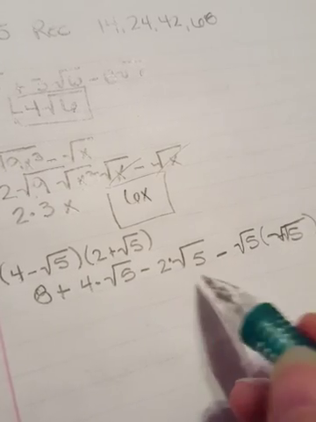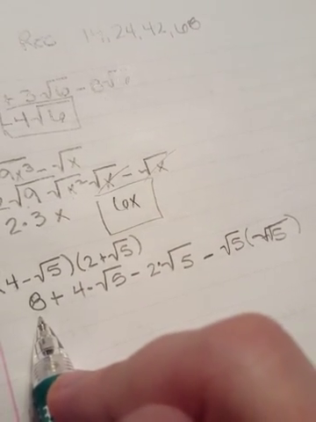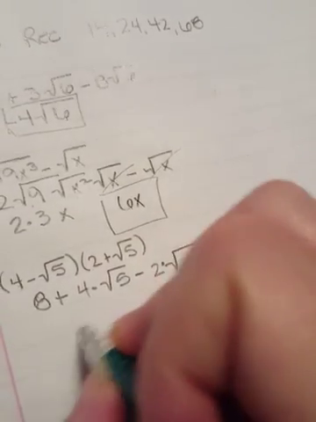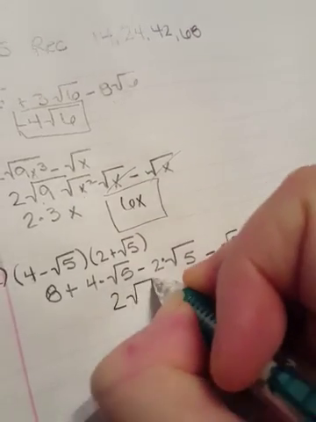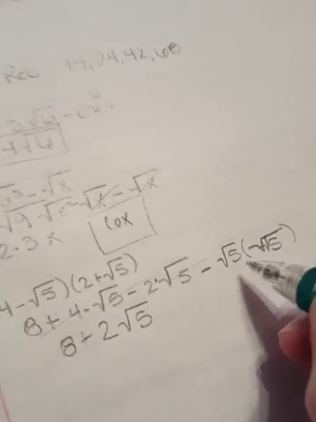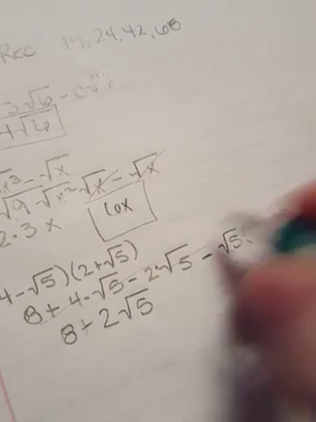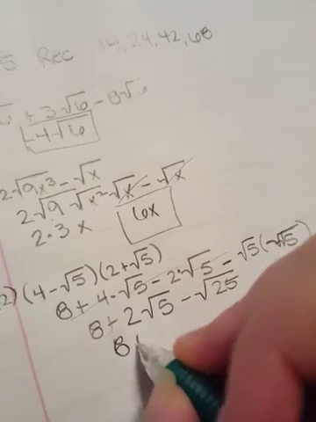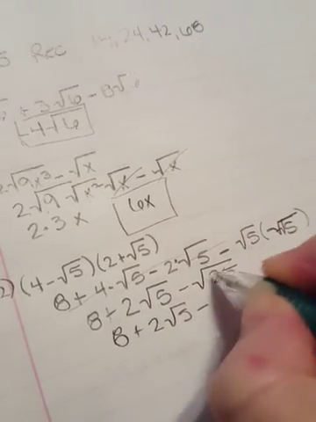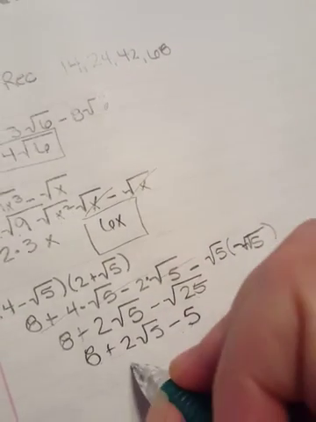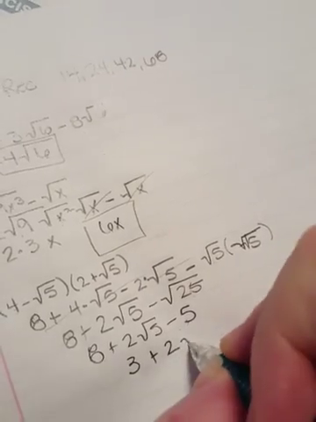we need to combine our like terms. So 4 times the square root of 5 minus 2 times the square root of 5 becomes 2 times the square root of 5. Bring down your 8. And then, so you've got rid of these, minus the square root of 5 times the square root of 5 is minus the square root of 25. So you have 8 plus 2 times the square root of 5 minus the square root of 25, which is 5. So 8 minus 5 is 3, and then you have 2 times the square root of 5. So that is your answer.